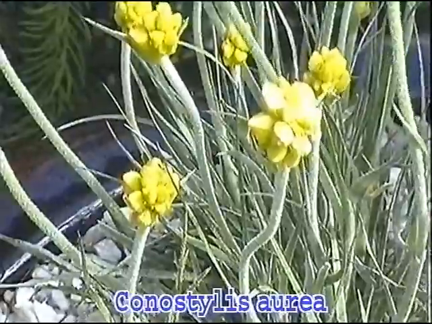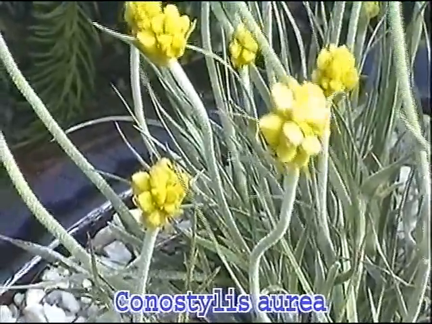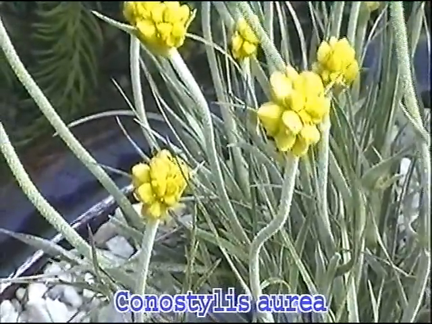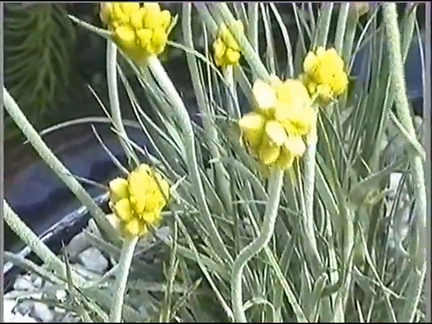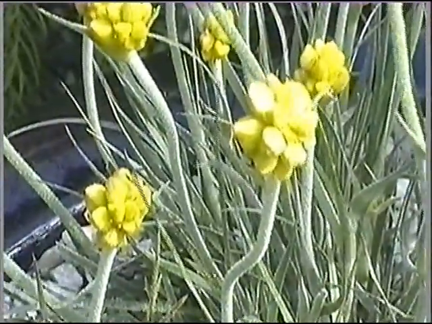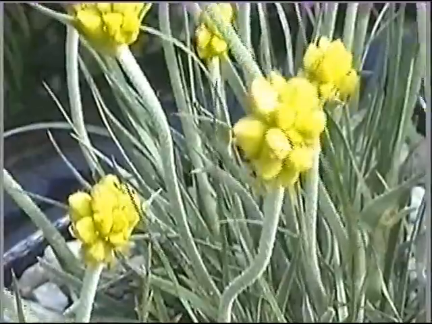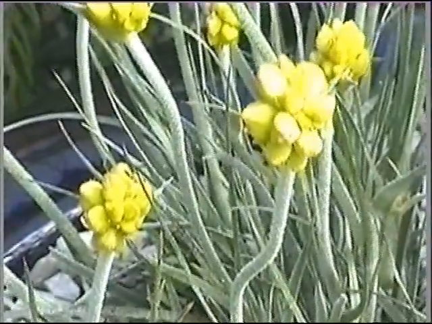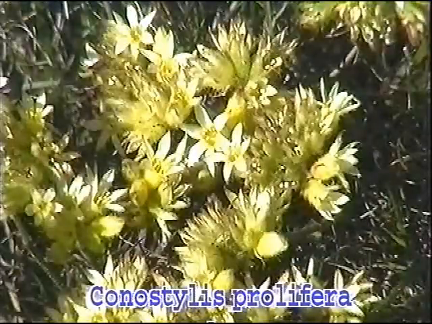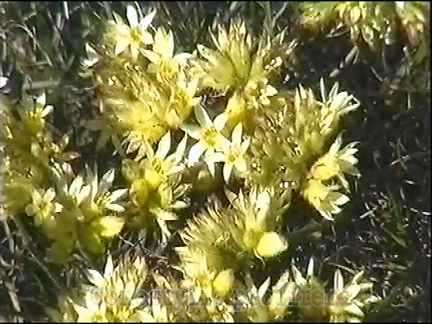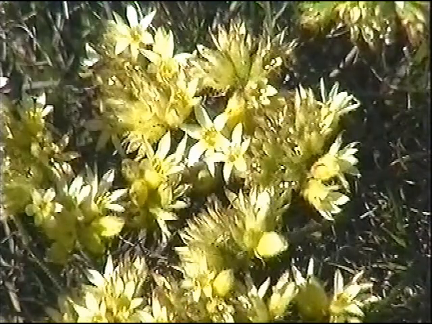Conostylis aurea grows to around 30 centimetres in height and anything from 30 to 50 centimetres in diameter. Conostylis prolifera produces a tiny clump to 10 centimetres tall with cream to pale flowers. It needs good drainage and partial shade.